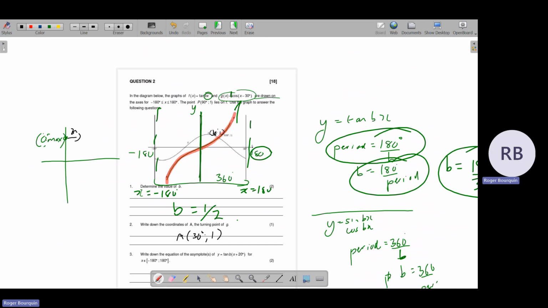All you're asking yourself here is, how much has the graph shifted horizontally? That's all you're asking. The B we've dealt with. So you're asking yourself, how has it shifted horizontally? Which direction? If it shifted that much horizontally, what will the equation of the new horizontal asymptotes be?